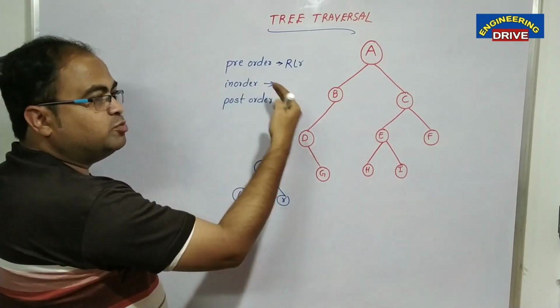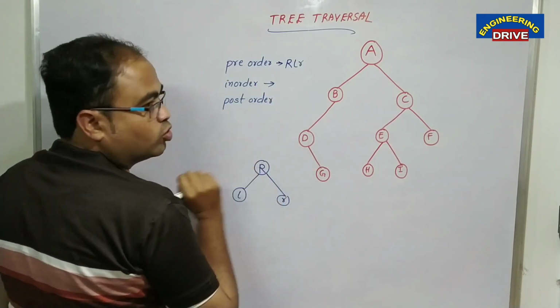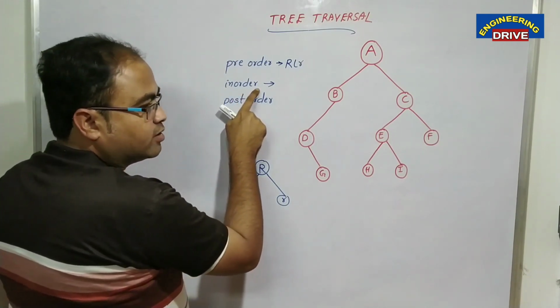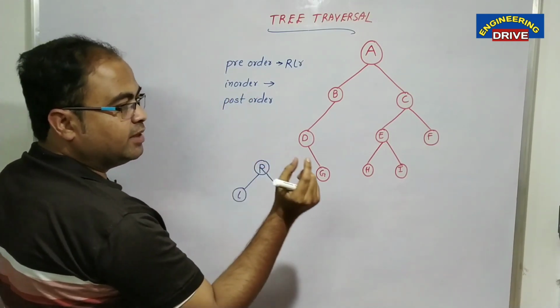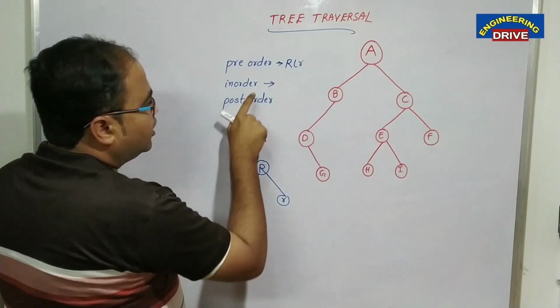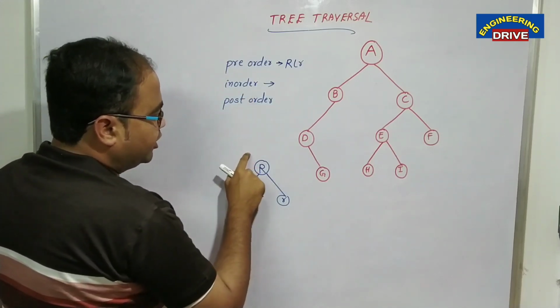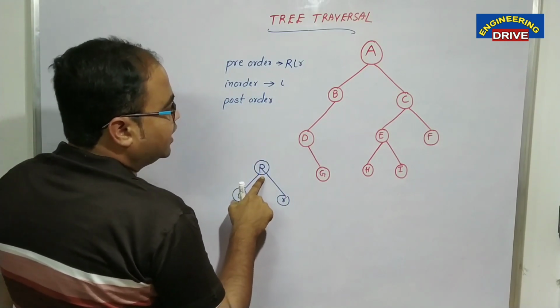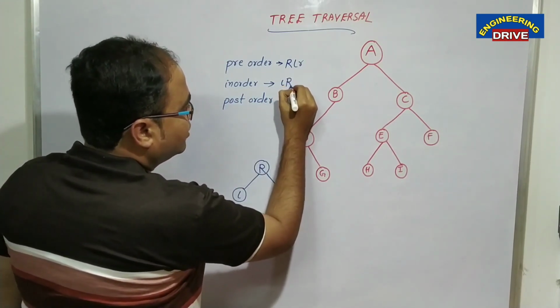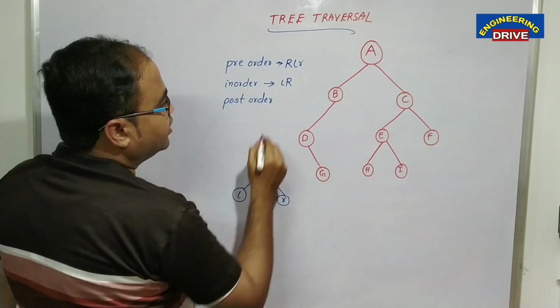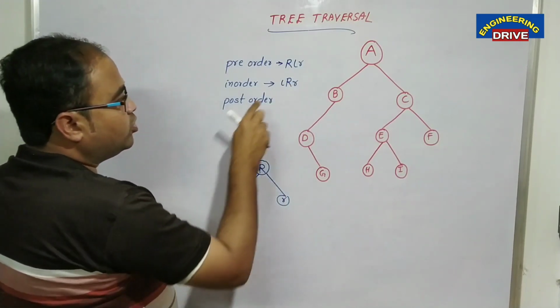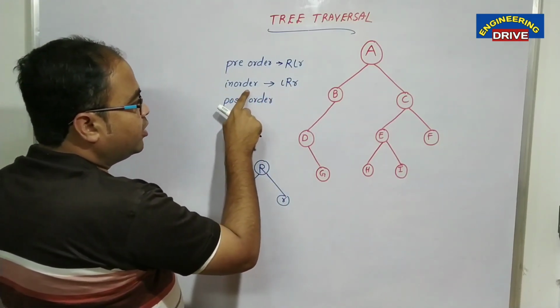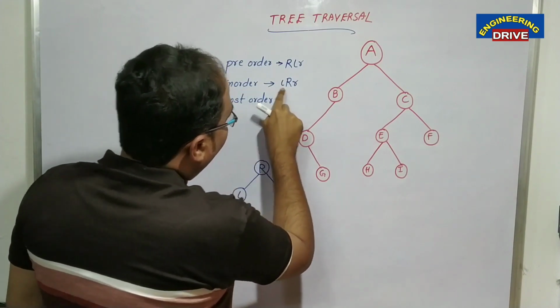Pre indicates before. First we need to visit the root node. Next, in-order: in indicates in the middle. So in in-order traversal, first visit the left child node small l, then visit the root node capital R, then visit the right child node, small r.